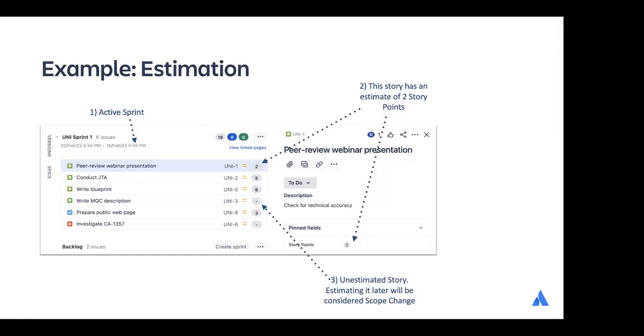You can see that this third one is unestimated because it doesn't have a value. And if you estimate it later, it's going to be considered scope change because the sprint's already started. And then this one's a bug and it didn't have an estimate. You could add story points, but generally you wouldn't add them to bugs.